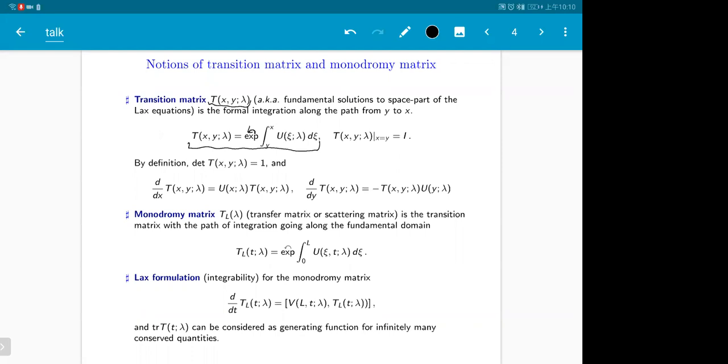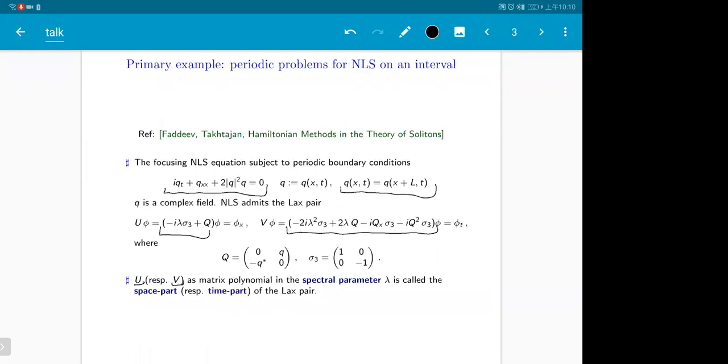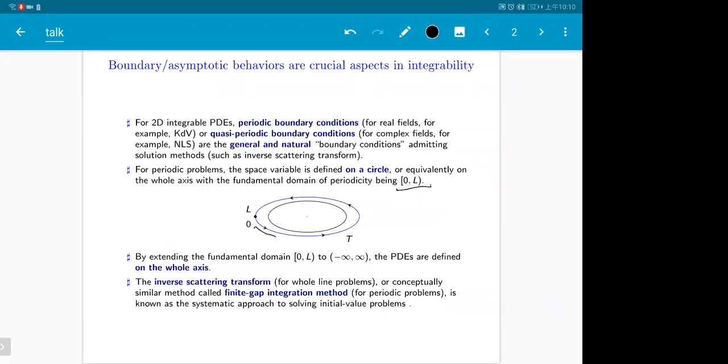By definition, we have these properties of this transition matrix. The monodromy matrix is the transition matrix with the path of integration going along the fundamental domain. For instance, for the periodic problem, we have the fundamental domain from 0 to L, and that's the monodromy matrix. It's going along the space domain as a loop. That's what we showed in the previous picture, going along a loop this way.